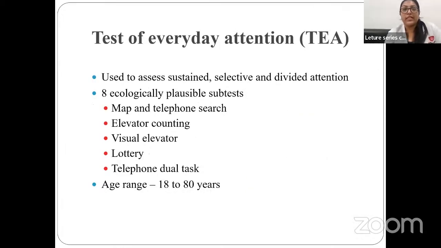Next is Test of Everyday Attention. This is again a paid scale which is used to assess different components of attention, that is sustained attention, selective attention, and divided attention. Now this scale has 8 ecologically plausible subtests, that is, this is a performance-based test where we will be assessing the performance of the client and grading the attention level. The 8 subtests include map and telephone search, elevator counting, visual elevator, lottery, and telephone dual task. And the age range for this particular test is 18 to 80 years.